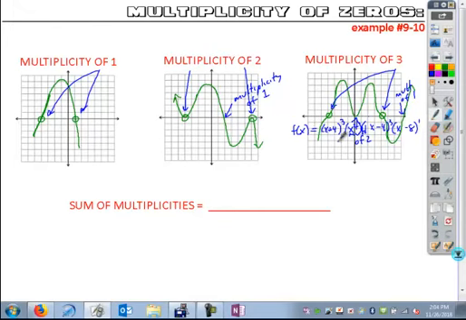And so you can identify, and we'll be able to expand out our functions and find what the equation of a graph is, based simply on the multiplicities of the different zeros. Okay? And then the sum of the multiplicities is what we're going to see as the likely degree of the polynomial.